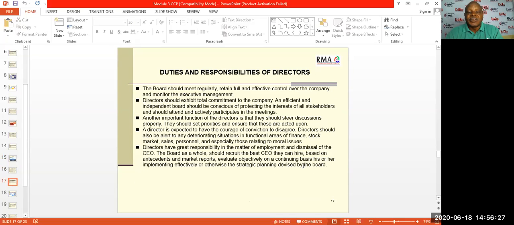The board should also meet regularly. Directors should exhibit total commitment to the company. The board should steer discussions properly. The director is expected to have the courage of conviction to disagree. Directors should have great responsibility in the matter of employment and dismissal, and so on and so forth. These are very huge duties and responsibilities of directors. And these duties are done in such a way as to ensure good corporate governance practices in various organizations.